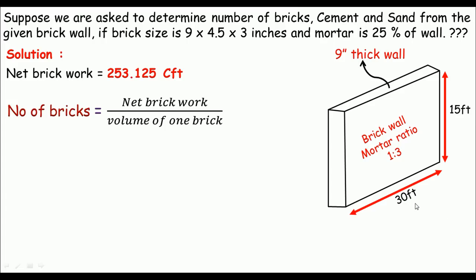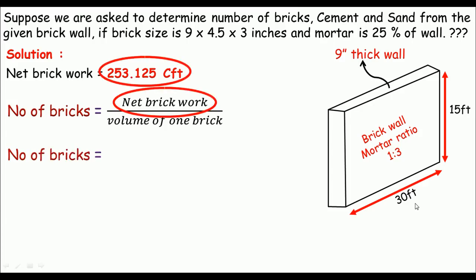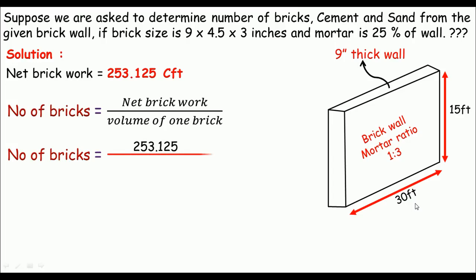That's the same thing we did already for the block work analysis, where the number of blocks equals the net block work divided by the volume of one block. If you have not watched that video yet, the link is down below in the description. So the number of bricks equals the net brickwork, which is already known, divided by the volume of one brick.